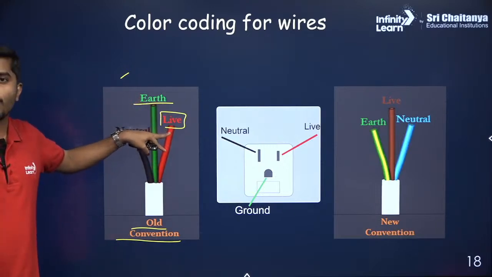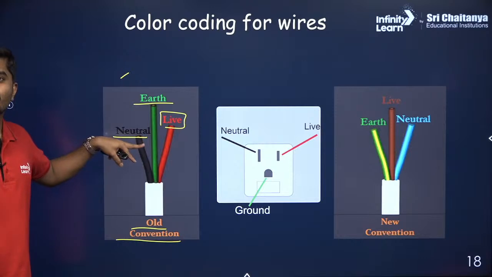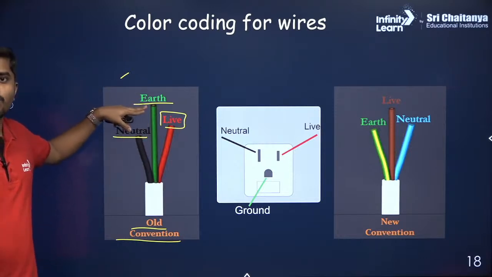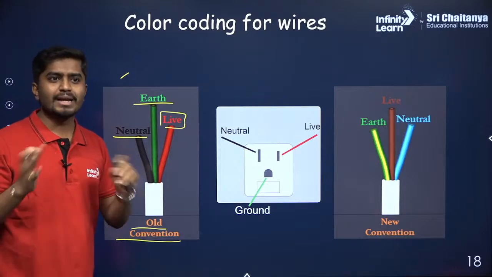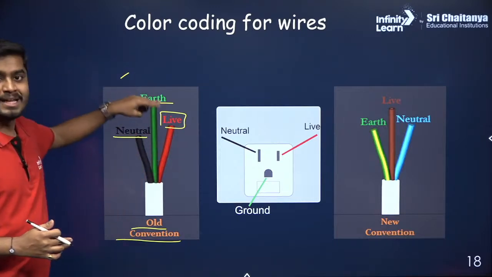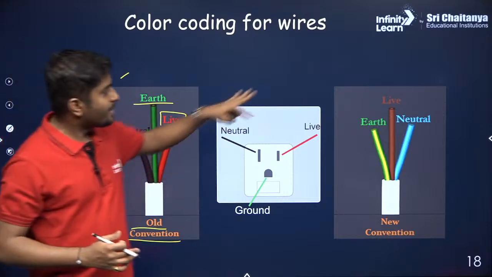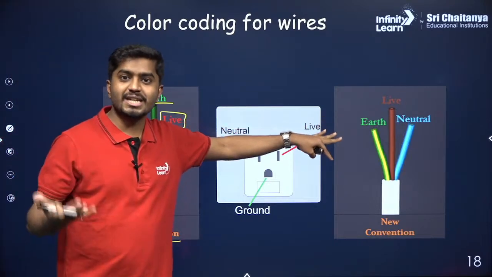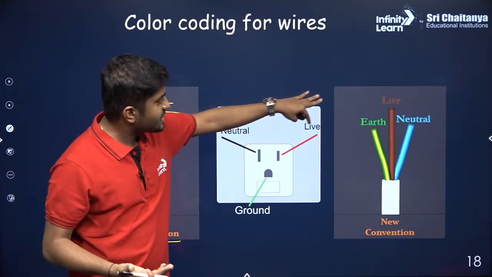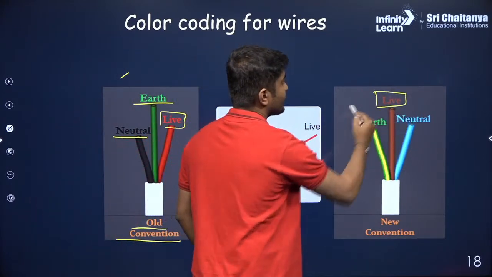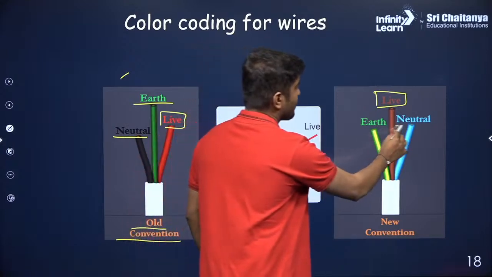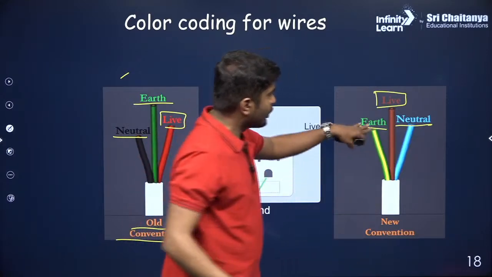Red is like a hot, black is like a neutral, and earth wire, I'll explain you what is earth wire. So it is like a safety device. Kind of you can assume this is like a safe. This was much easier to remember, but now they have changed it. I don't know why, but they have changed the color combination. So this brown is for the live wire, neutral is like a bluish, and this yellow green is like a earth wire.